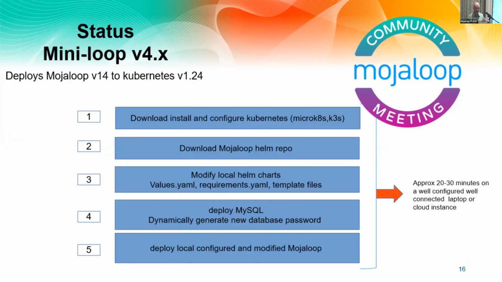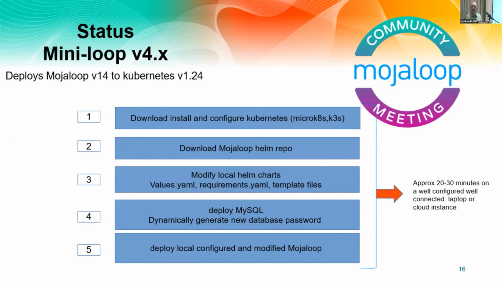So here's the new bit. All that's existing, right? Here's the new bit. It is, where are we? Well, what Miniloop does for you today, it downloads, installs, and configures Kubernetes. You don't have to know anything about that. You just have to pick microK8s or K3s.